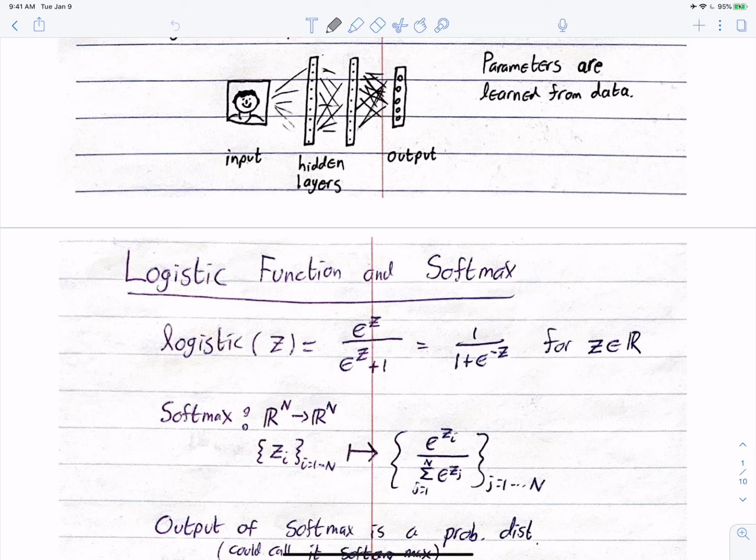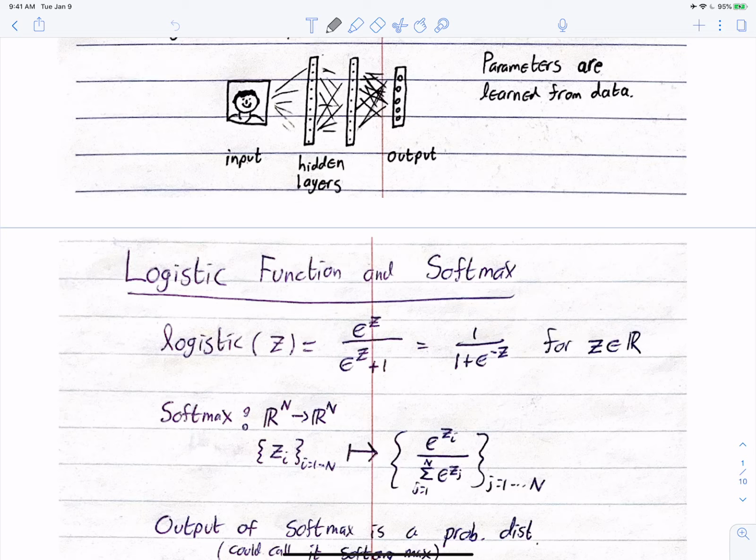So the softmax is a generalization of this function, and it's something which takes an input, which could be in capital N dimensional space, and gives an output in N dimensional space. And so these inputs are something called logits, and we might call them z_i. This might be the direct output of the neural network.